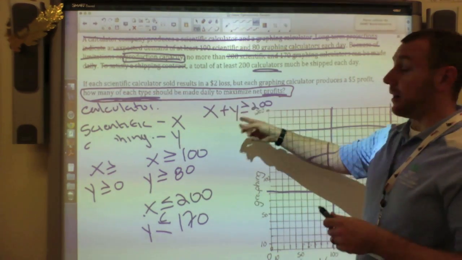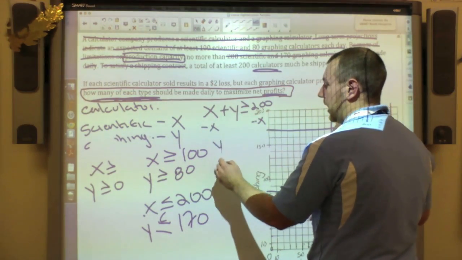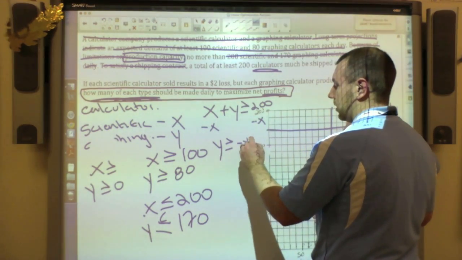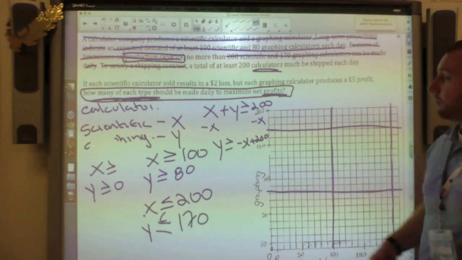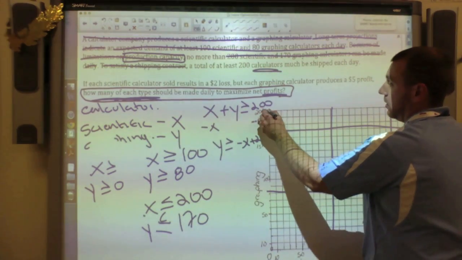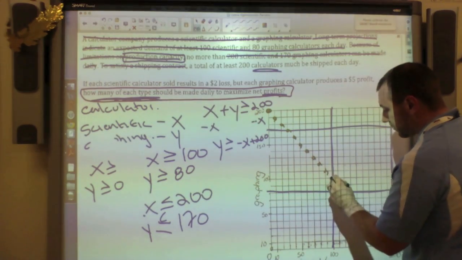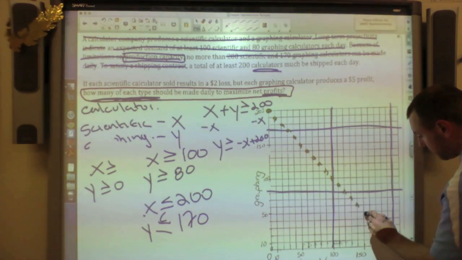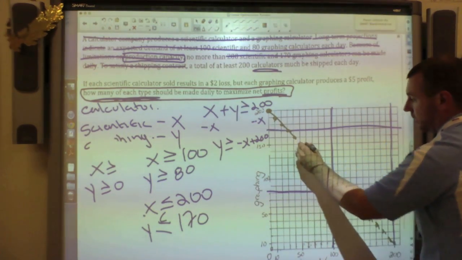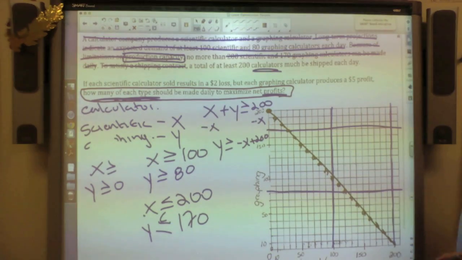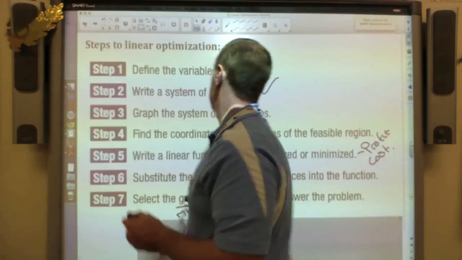So now I have to graph this part. Well, I have to solve for y. So y is greater than or equal to negative x plus 200. Well, that's my b. My slope is negative 1. So I'm going to plot, and I'm just going to continue some points down so I know it's going to be like that. So now I've graphed it.